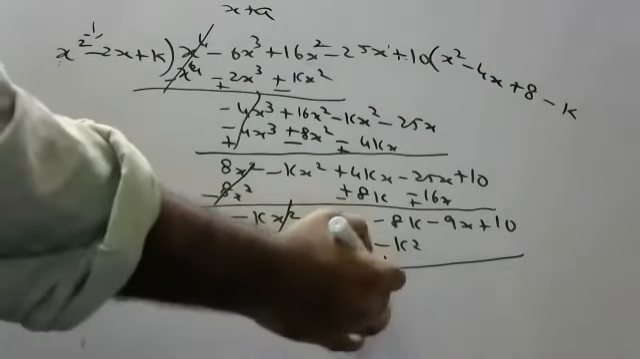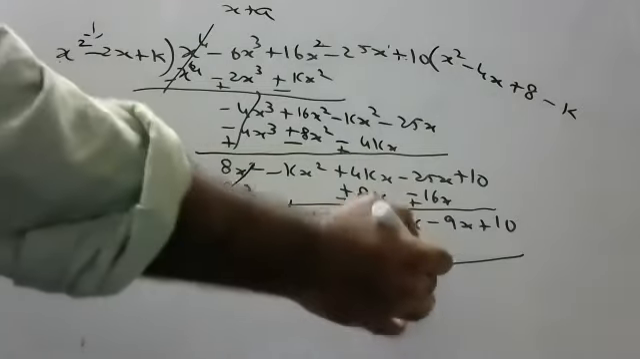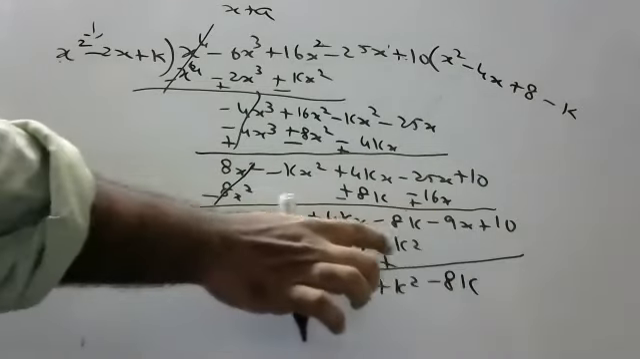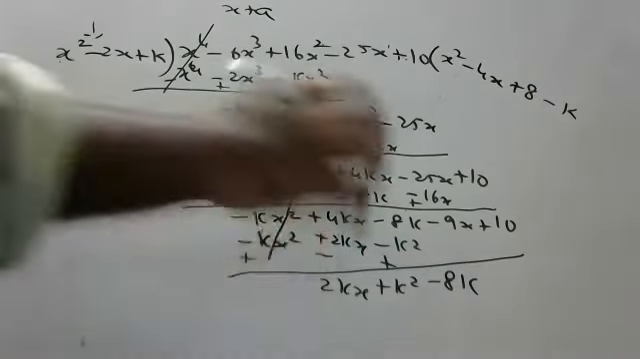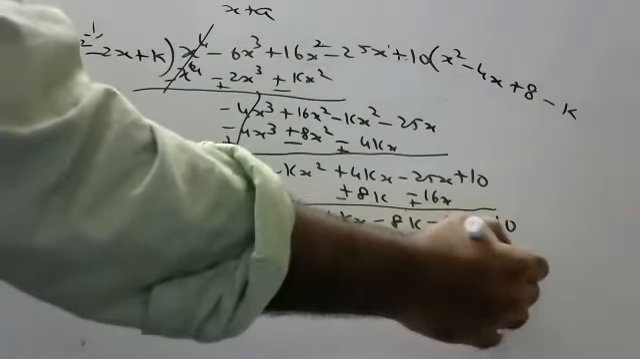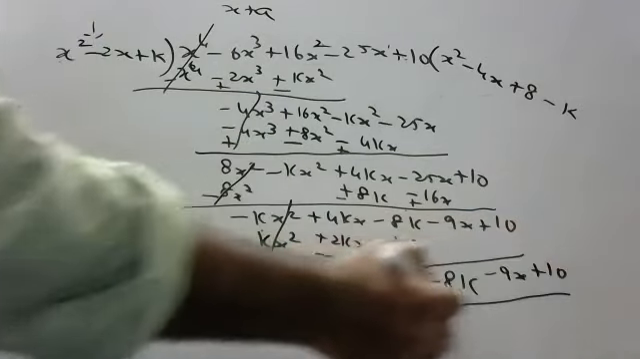k square as it is, you write down, children. k square minus 8k as it is, you write down. See, plus k square I wrote as it is. Minus 8k also I am writing as it is. We cannot subtract them. Minus 9x plus 10. Over, children. This is the remainder.